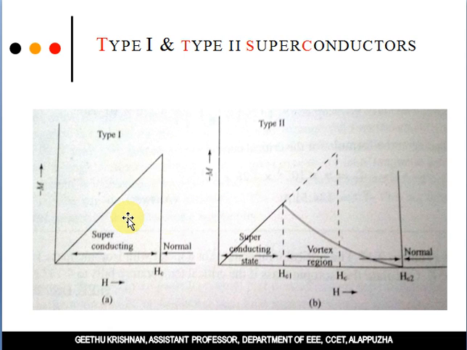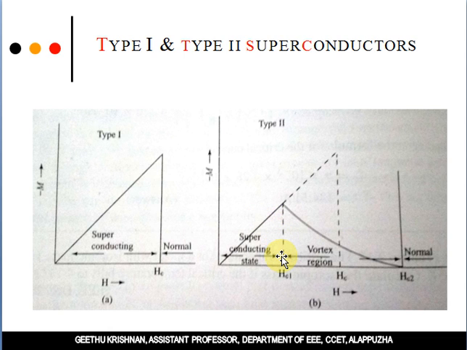Here there is only one critical field HC, and here there are two critical fields, lower critical field HC1 and higher critical field HC2. There is no mixed state in type 1, that is, in the vortex region it does not exhibit anything. It is either fully superconducting or fully normal, and the mixed state does not exist.